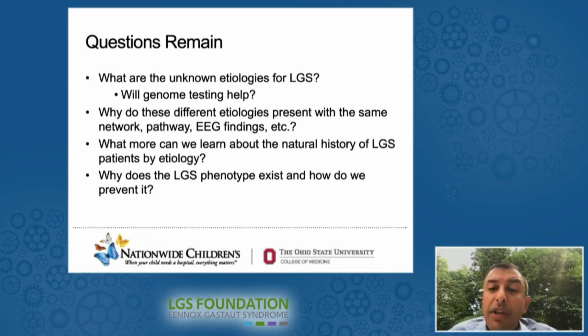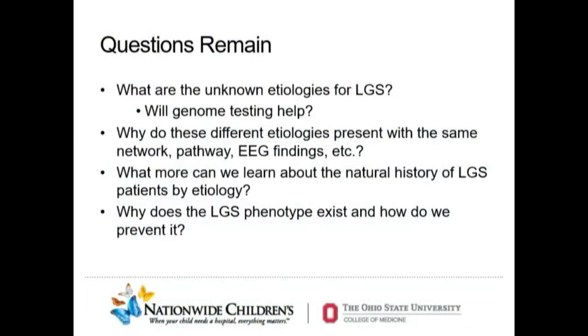What more can we learn about the natural history? If we understand etiology and are able to diagnose early, we can follow these kids and develop patterns to these kids as they travel through childhood, through adolescence, into adulthood. It will be very important for us to know those pain points or those ideas or opportunities that Tracy eloquently showed on her slide. And why does this phenotype exist, and how do we prevent it?